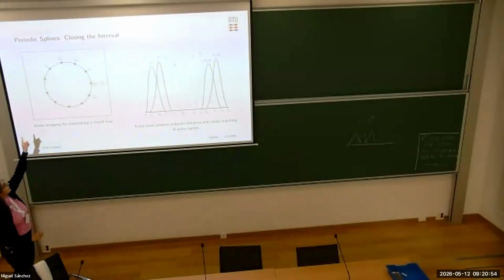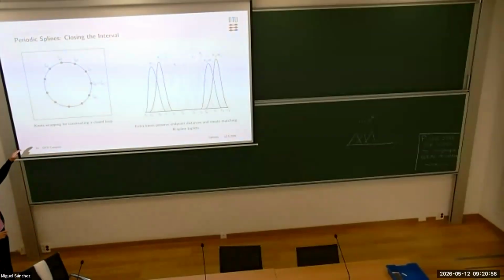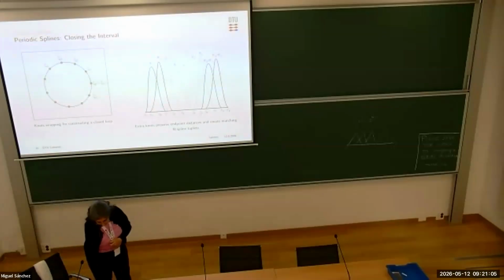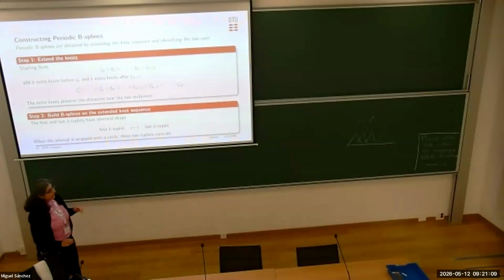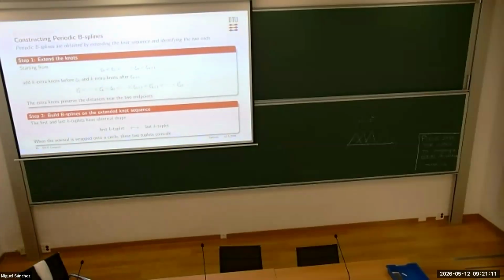So that's what we were thinking about with periodic splines. If I start with a point and have some other knots, and the last knot should coincide with the first one, how can we build B-splines on this? The idea we had is similar to the main idea in B-splines.